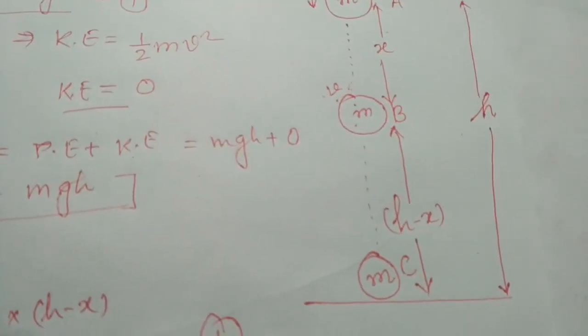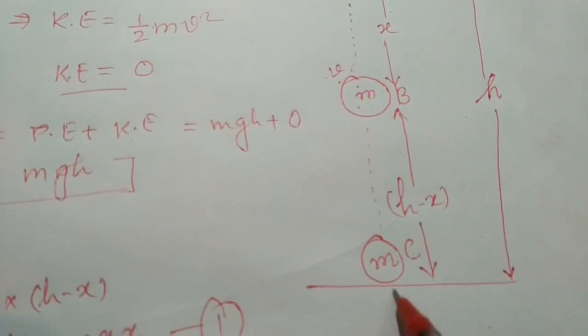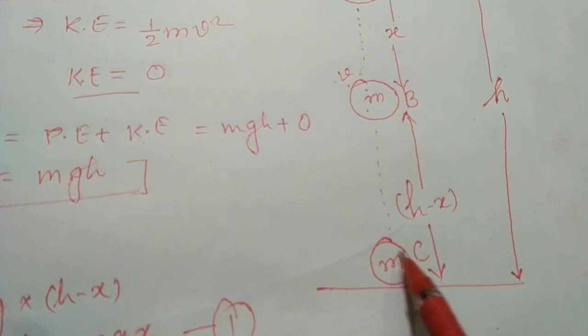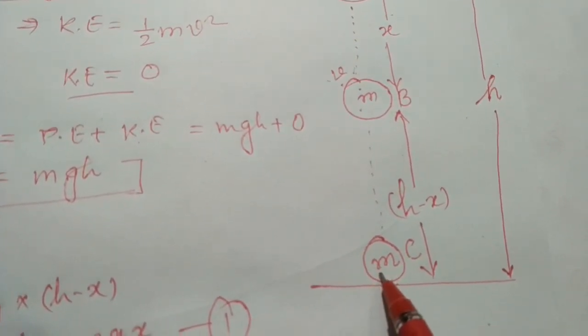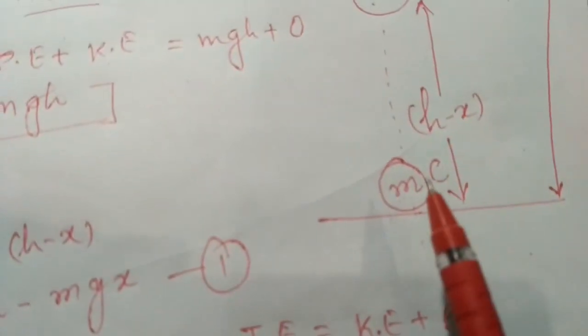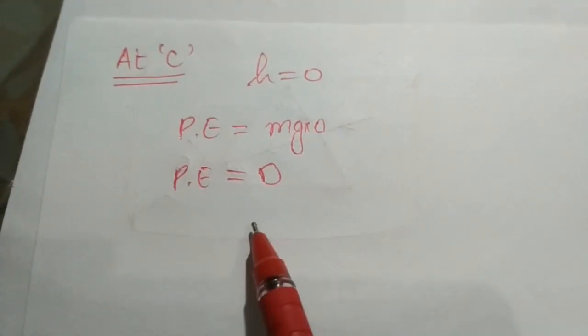Now to calculate the height, there is no height. It is just touching the ground. So if h is 0, then potential energy is 0. Let's show it in the equation. At C, h is 0 because this is just touching the ground. So at C, potential energy is 0.